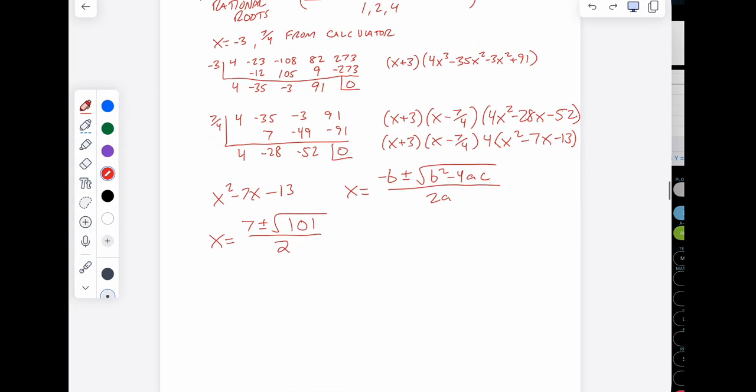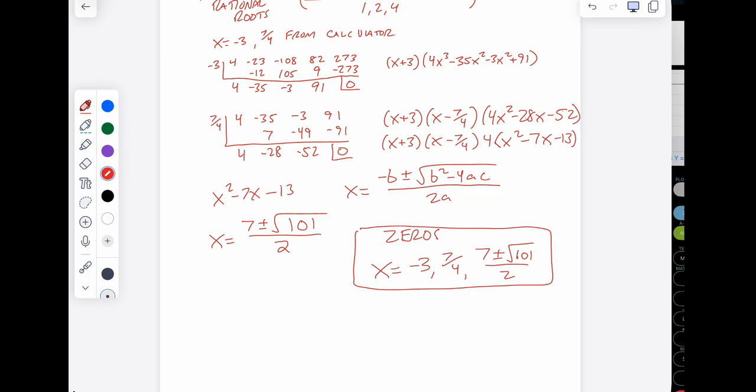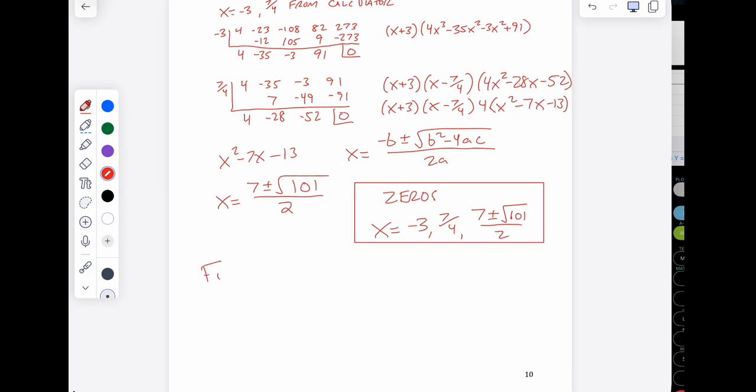All right, so let's wrap it up here. Let's list all the zeros. We had -3, we had 7/4, and we have 7 plus or minus the square root of 101 over 2. These are the official list of zeros. Then there's the factorization.